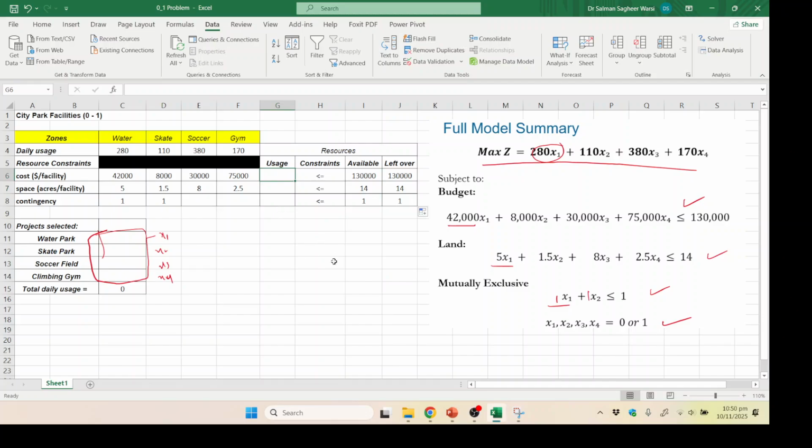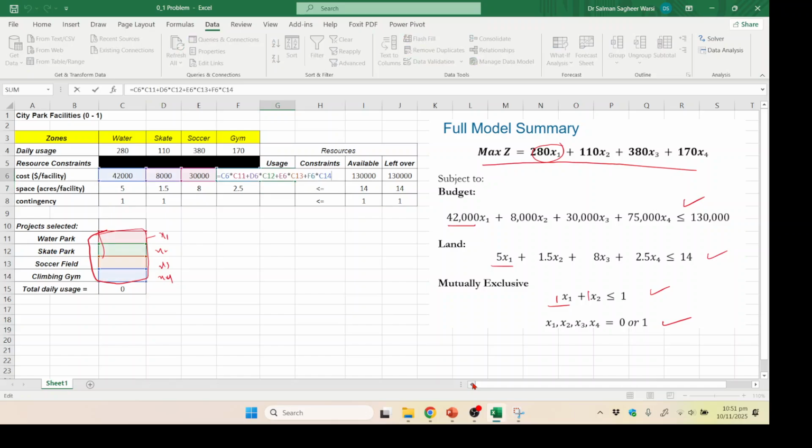Now comes the usage, and as I mentioned, usage is the formula for writing the constraint. So the first constraint is equal to 42,000 multiplied by x1, and x1 is here. Remember, x1 is this one. This is not x1; these are just the descriptions of x1, x2, x3 and x4. x1 is here, multiplied by this, plus 8,000 multiplied by x2, plus 30,000 multiplied by x3, plus the last cost multiplied by this one, climbing gym. So this is our constraint.